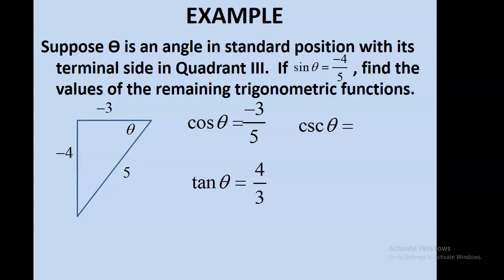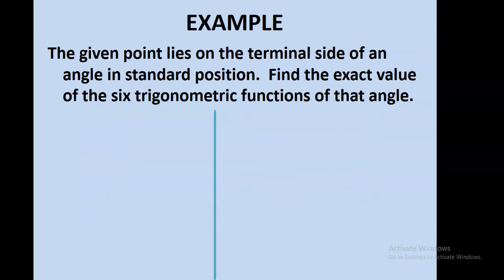Our cosecant is going to be the reciprocal of sine, so that would be -5/4. Our secant is going to be the reciprocal of cosine, so that would be -5/3. And cotangent would be the reciprocal of tangent, so that would be 3/4. So once you find the first 3, you're just kind of flipping them over to find the other 3, and then you have all 6 functions. But that's in a situation where we're outside the unit circle. If we're inside the unit circle, all we worry about is that x coordinate and that y coordinate, because the radius is 1 anyway, so we don't have to worry about it.